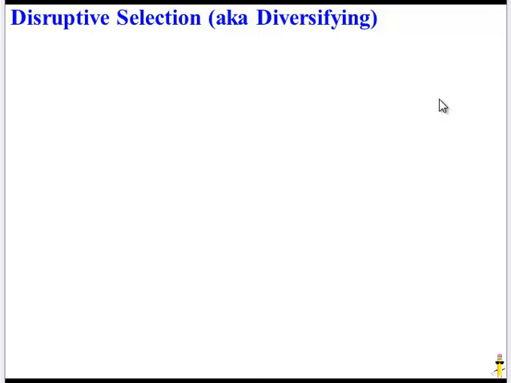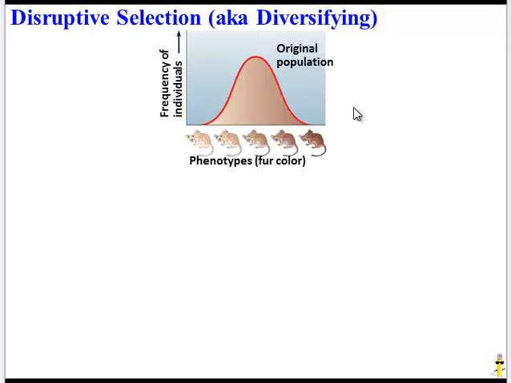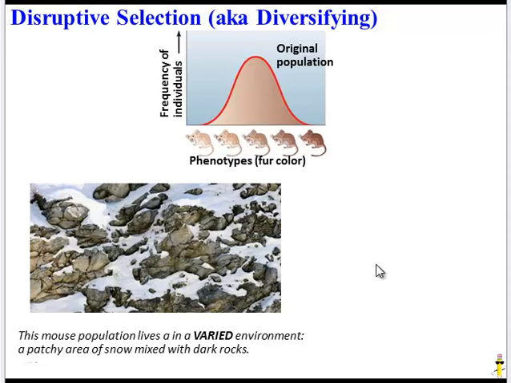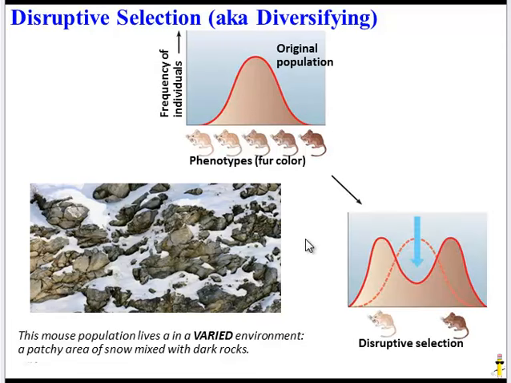There's also disruptive selection. Say a mouse population. This time, however, the environment changes such that the environment is varied and patchy. We have some light colored areas and we have some dark colored areas. Well, how will this selecting agent affect the population? Here we go. As you can see, originally the intermediate phenotype was favored, but thanks to this patchy environment, both extreme phenotypes, the light and the dark, become favored by natural selection.